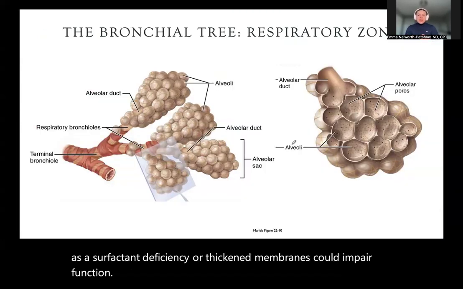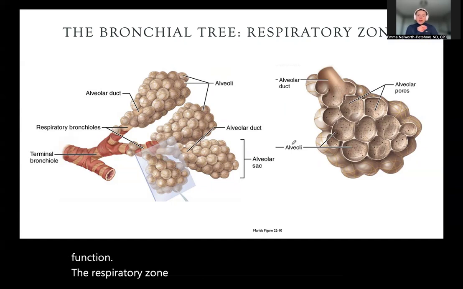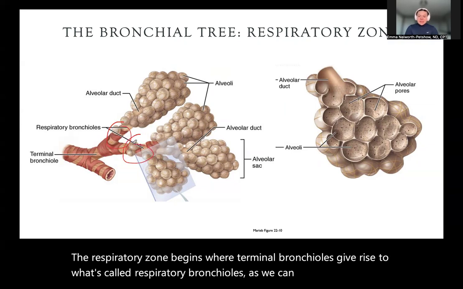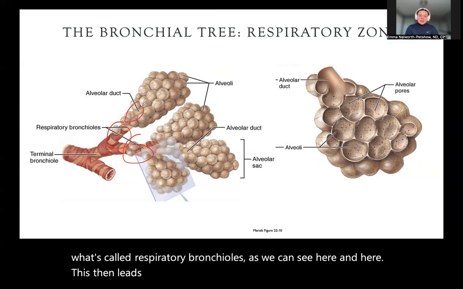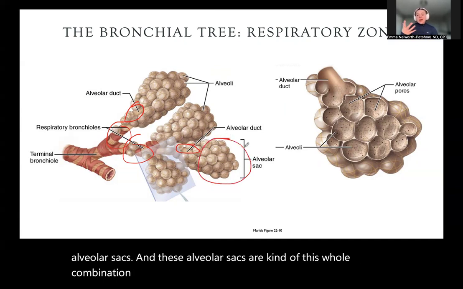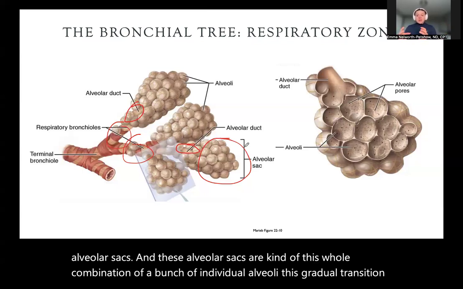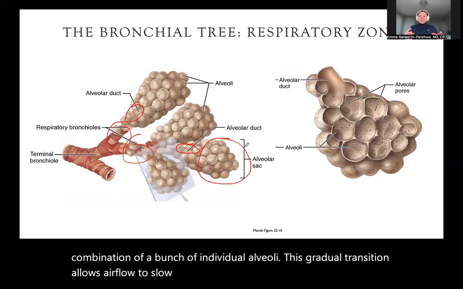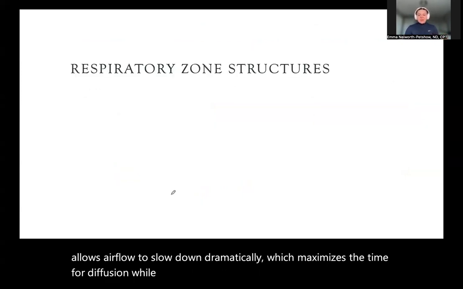The respiratory zone begins where terminal bronchioles give rise to what's called respiratory bronchioles, as we can see here and here. This then leads to alveolar ducts, as seen here and here, and then alveolar sacs. And these alveolar sacs are kind of this whole combination of a bunch of individual alveoli. This gradual transition allows airflow to slow down dramatically, which maximizes the time for diffusion while also maintaining ventilation.